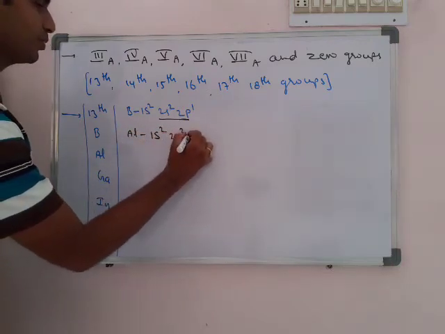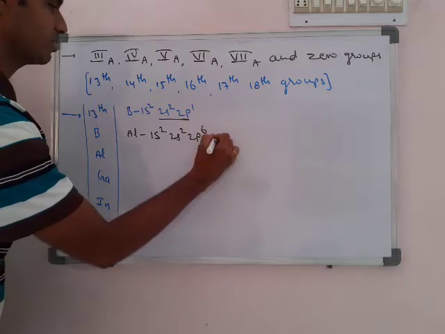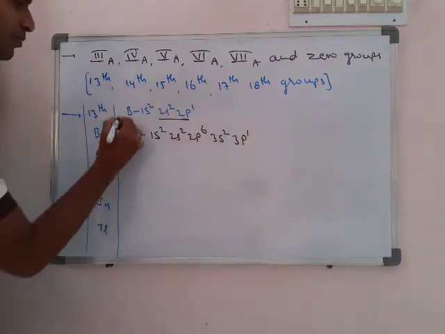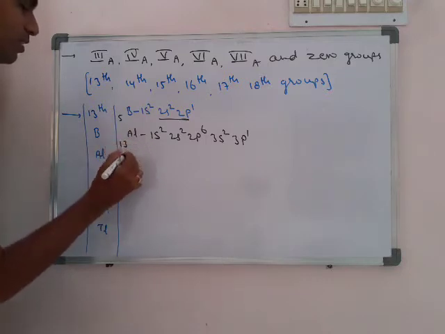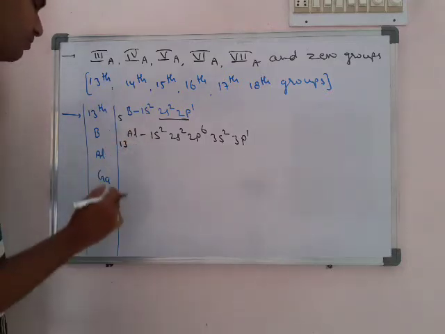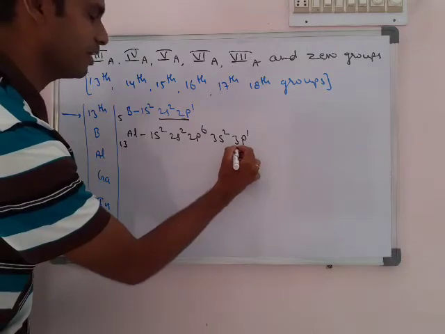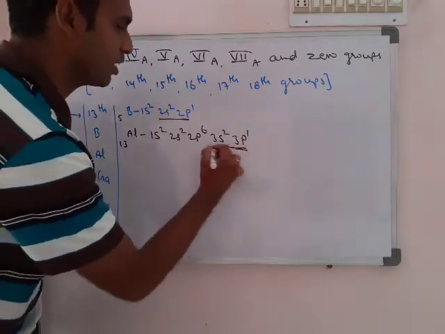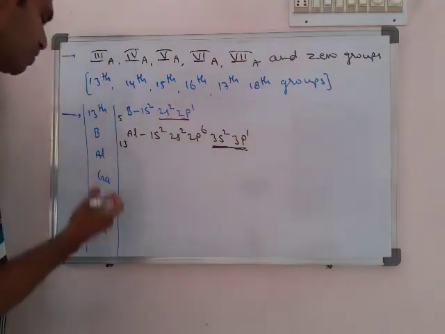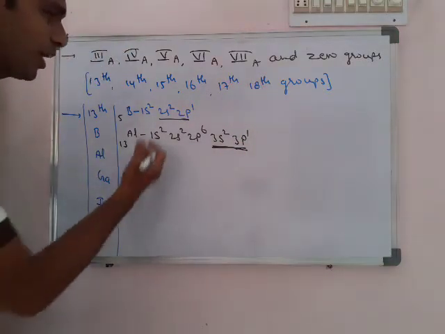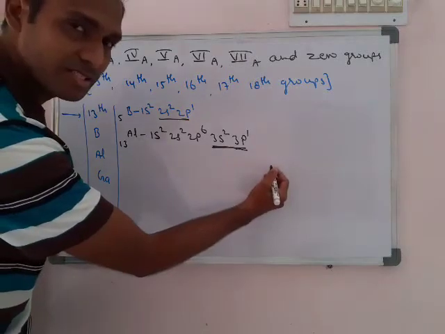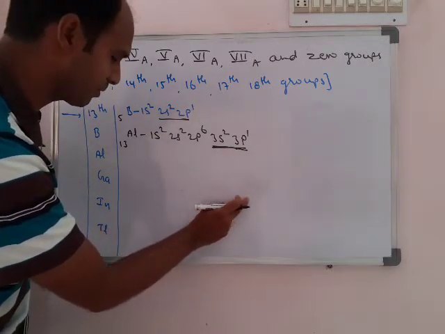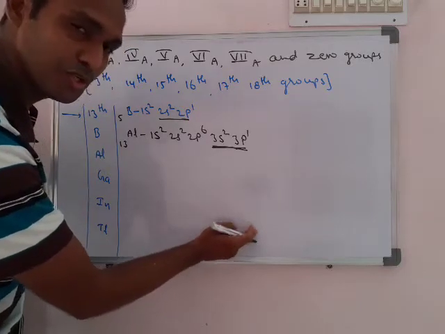What about aluminium? 1s2, 2s2, 2p6, 3s2, 3p1. Boron is 5 and aluminium is 13; we have to remember. What is the differentiating electron position? The 3p subshell. The valency configuration is 3s2, 3p1. If we write for gallium, indium and thallium, the valency configurations are 4s2, 4p1, 5s2, 5p1, 6s2, 6p1. Like this.